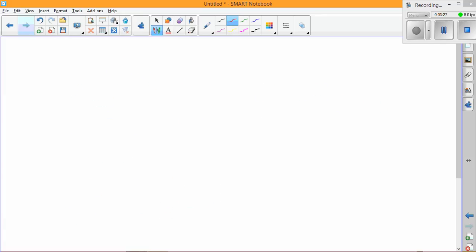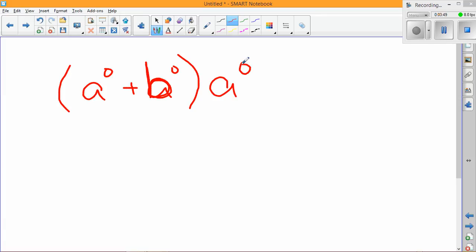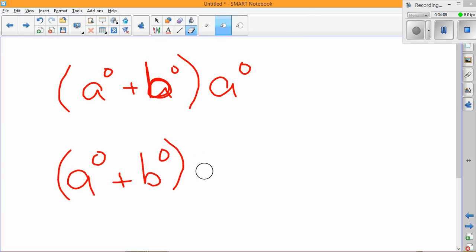Now, another thing that the second question tells us is that we need to show that if I take any number raised to the zero plus any number raised to the zero, it doesn't even have to be the same one, let's make it b, and I multiply it by a number raised to the zero power, that I'm going to get the same answer as if I take a to the 0 plus b to the 0 and multiply it by b to the 0 power. These two expressions are equivalent.